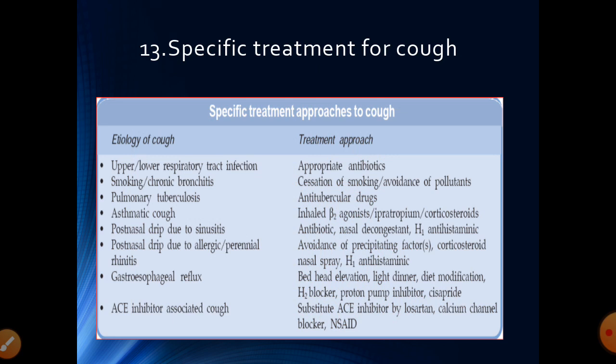Next is site-specific treatment of cough. For example, they could ask about ACE inhibitor associated cough. So which would be the treatment for this? So it is ACE inhibitor replaced by losartan, calcium channel blocker, NSAIDs. If it is pulmonary tuberculosis, what would be the treatment? So it is antitubercular drug. Then asthmatic cough, then we have to give beta agonist, ipratropium, terbutaline and many more. So this way direct questions can be framed from this. So you have to learn this table.